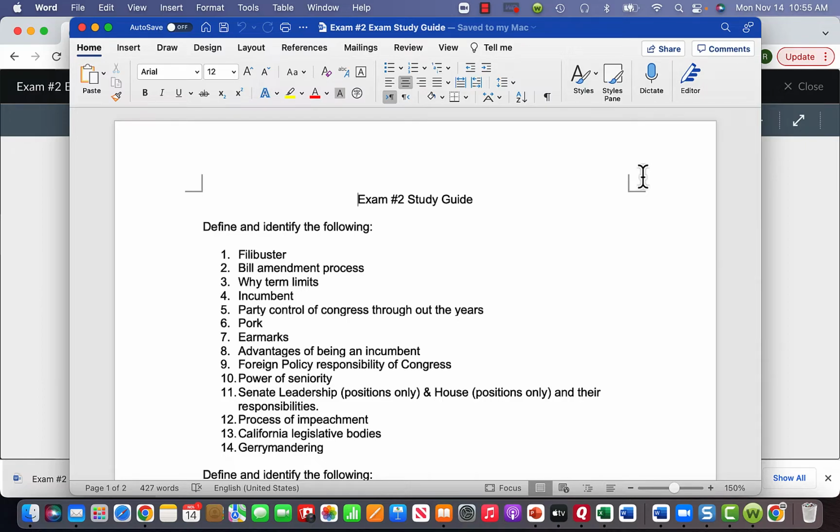Know the power of seniority. This is one of the things that kind of goes against term limits. Power of seniority usually gives people the opportunity to be put on more prestigious committees, which could be given out to people who have good experience in a field, and it is a way to get more money into your district as well. Know the Senate leadership positions.